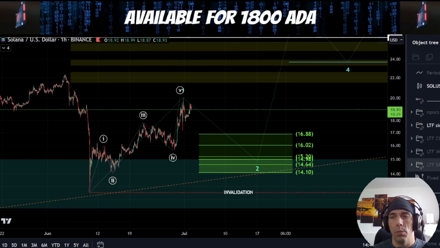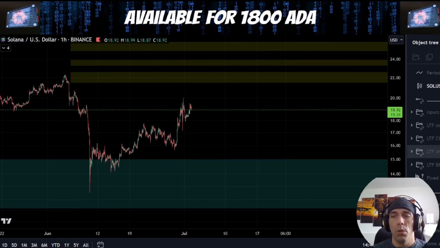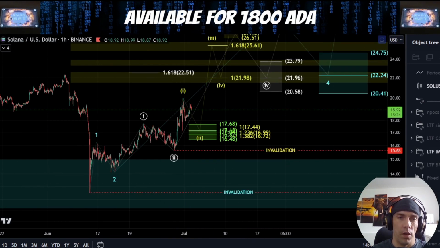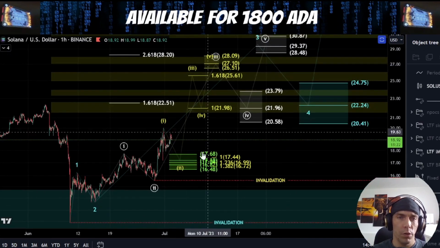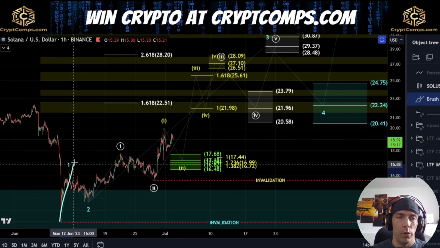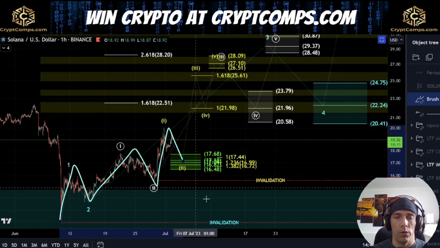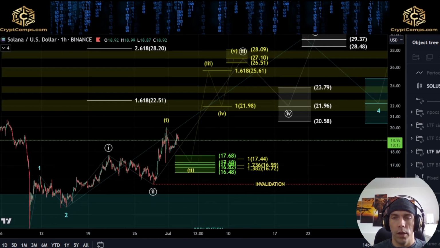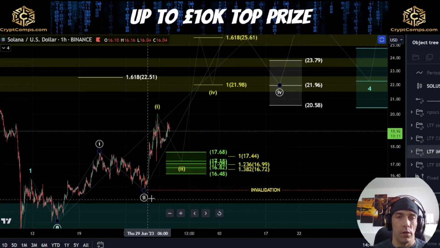Now, if we're talking about that possibility of extending here, what we could actually see is something along these lines. So this looks a little bit more complicated. We're going to go over this. Now, what we actually have here is a series of 1s and 2s. 1, 2, 1, 2, 1, 2. So invalidation of this as a count actually comes by crossing this 1563.